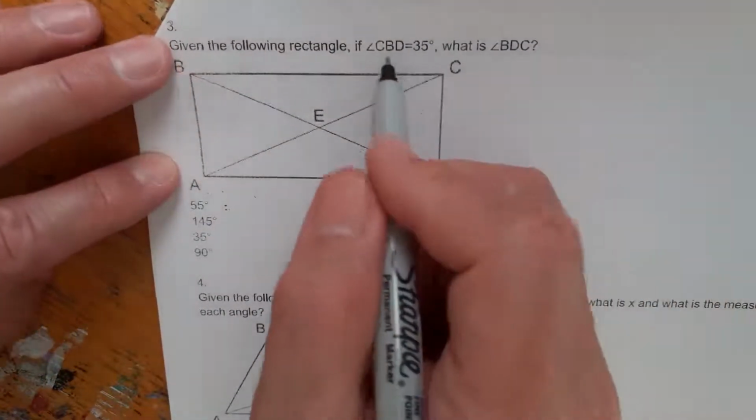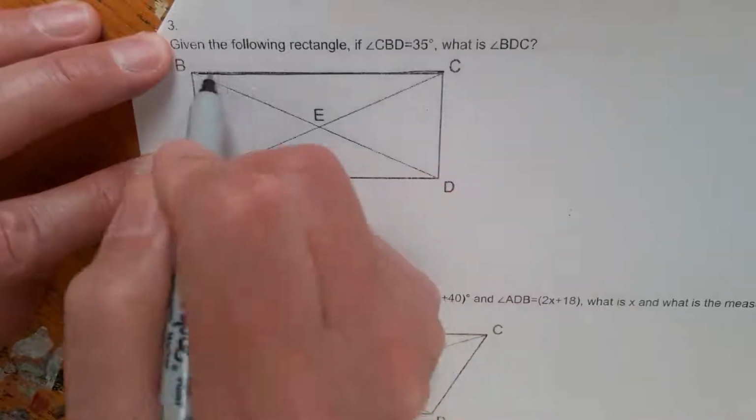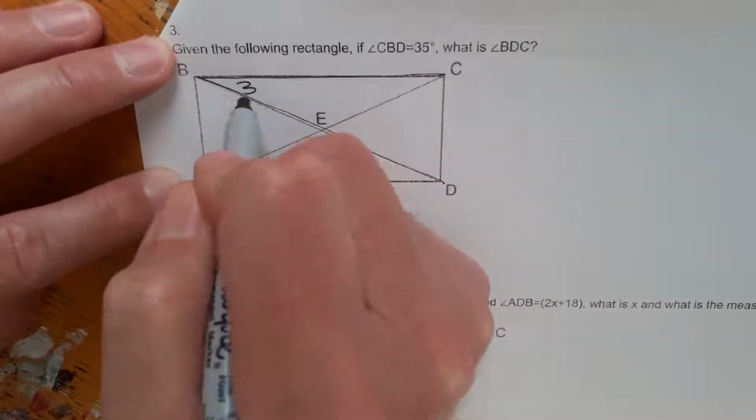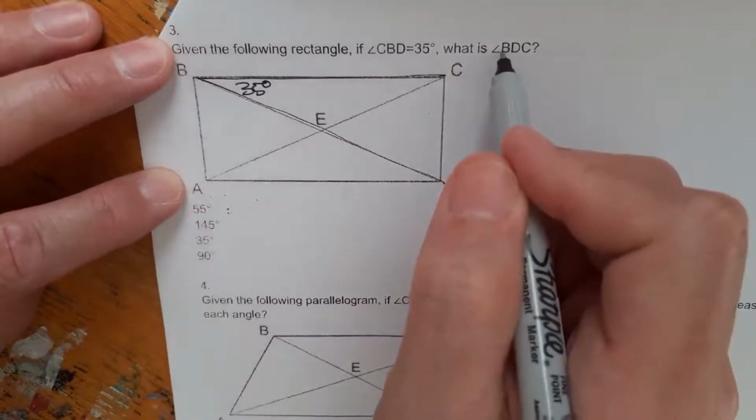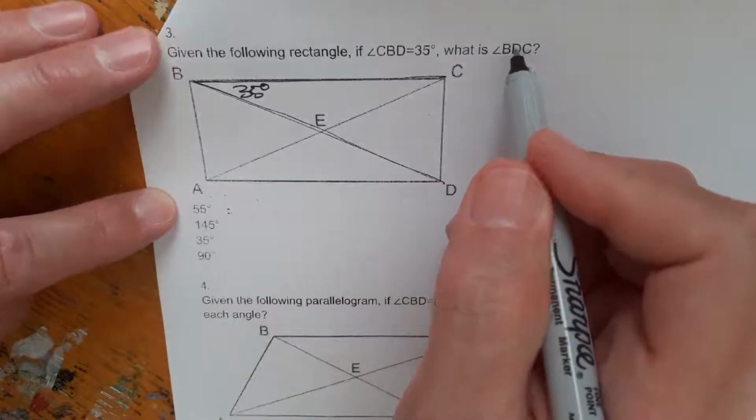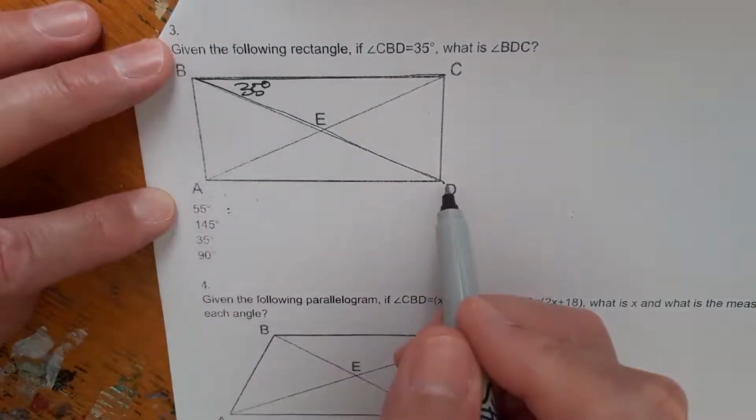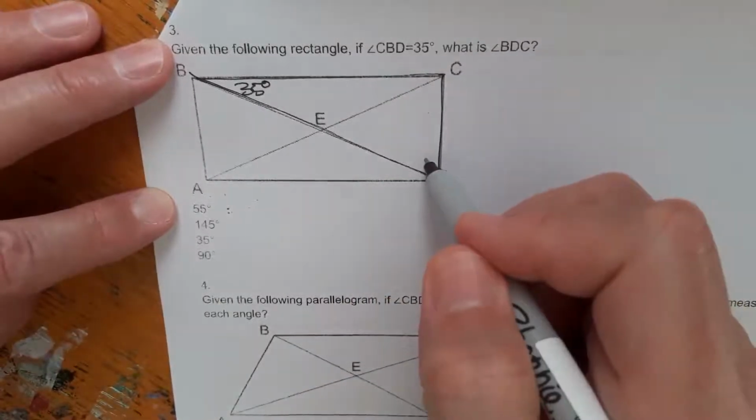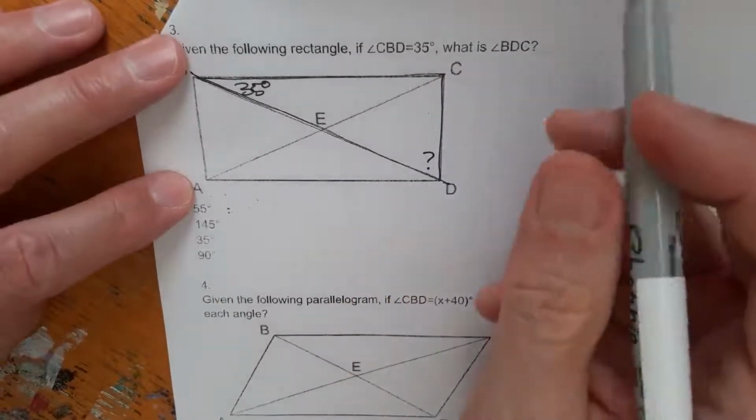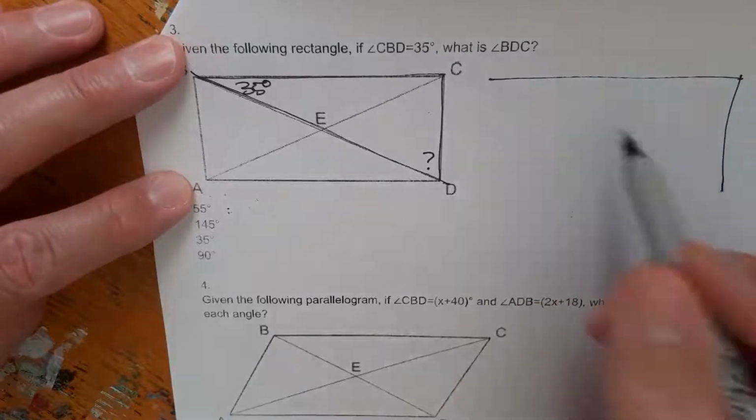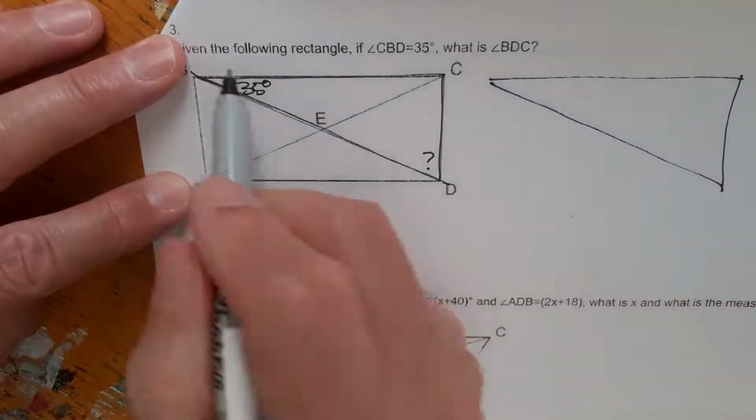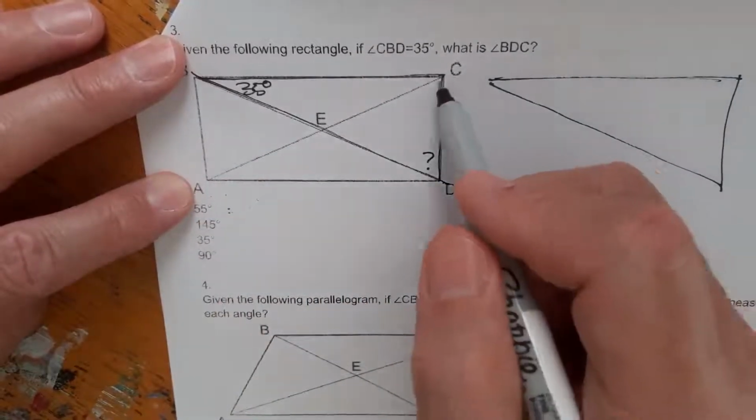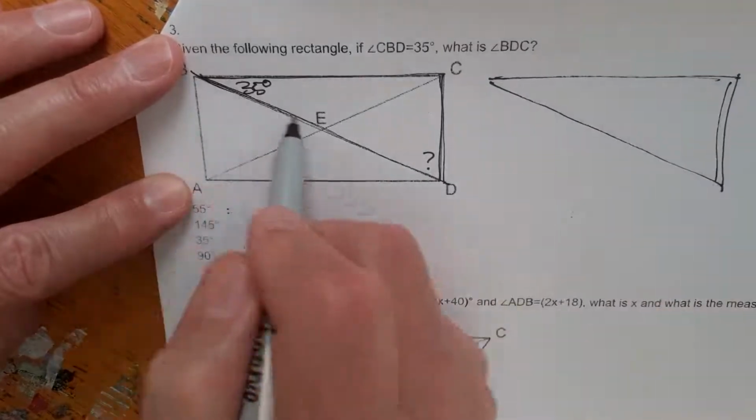Given a rectangle, all right, we have CBD again. I like it when they give me the same one. I don't have to trace it out. Let's see, 35 degrees. Now, angle BDC. Let's go slower here. BDC. So now we go here. Question mark. So pull this out. What shape do we have here? This line's here, right? This one's here, and this is the diagonal.